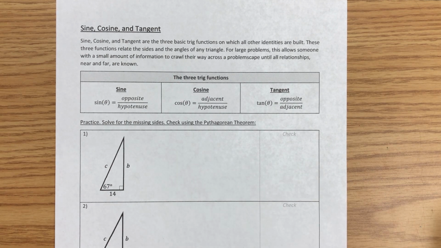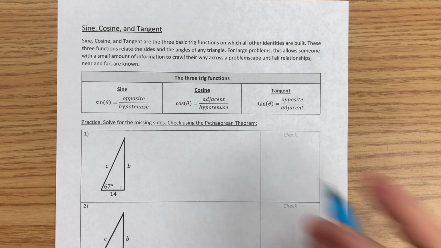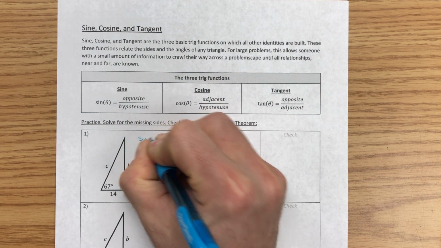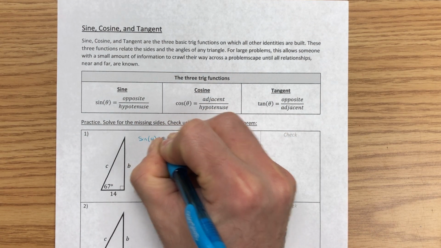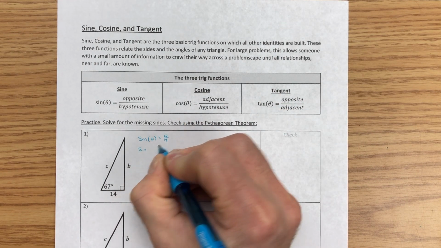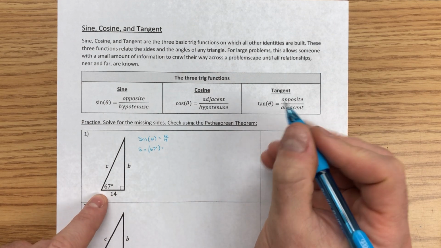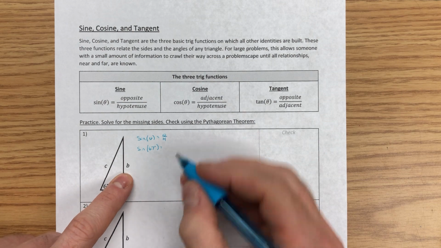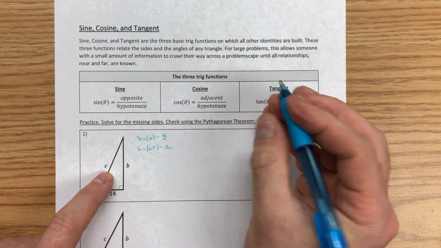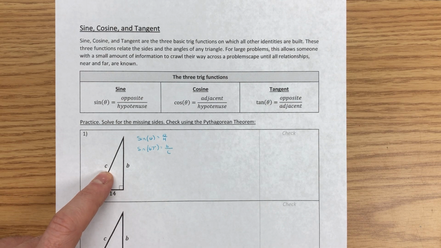So if I have, let's do sine in blue. We're going to check with red. So if the sine of an angle is going to be the opposite over the hypotenuse, the sine of 67 degrees is going to be the opposite of that angle, which is going to be B, over the hypotenuse, which is C. Here we have two unknowns. That's not really going to be too helpful. So let's try the cosine.